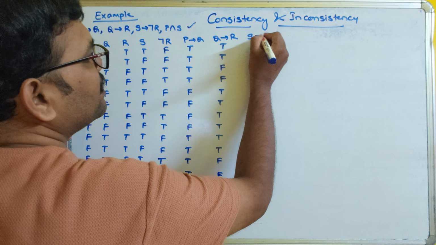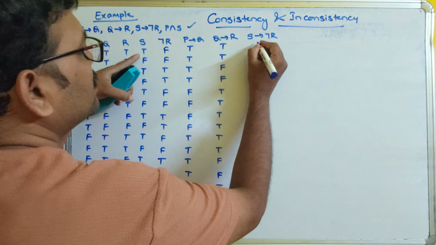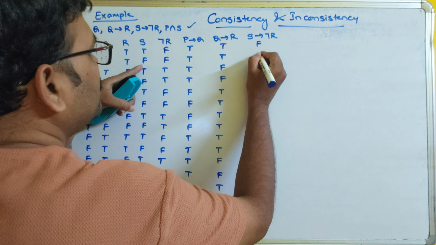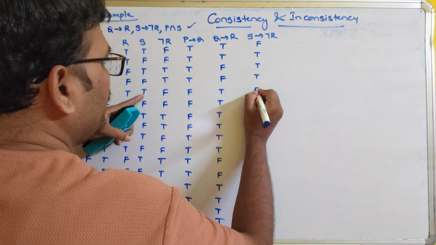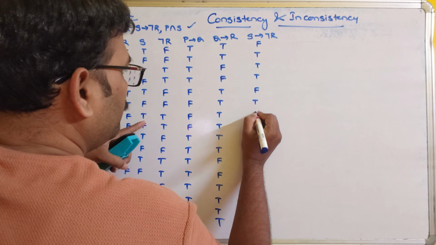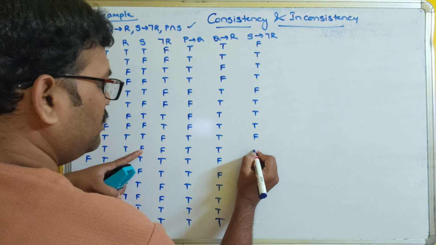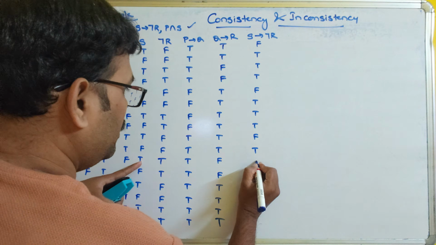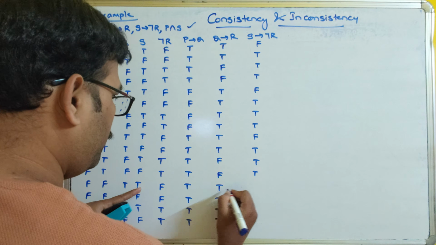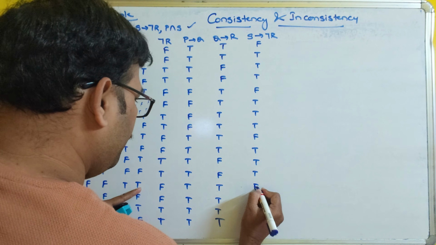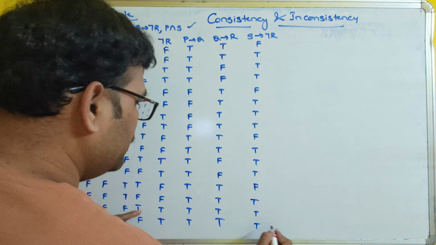Next, S implies negation R. S implies negation R: true, false, false, true, true, true, true, false, false, true, true, true, false, false, true, true, false, true, true, true, false, false, true, true, and finally it is true.